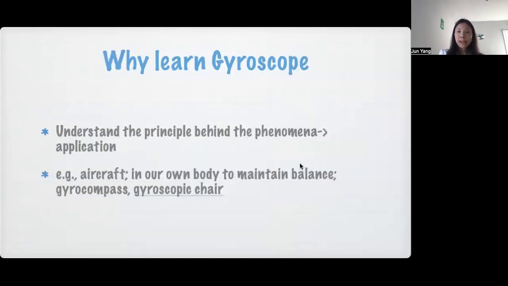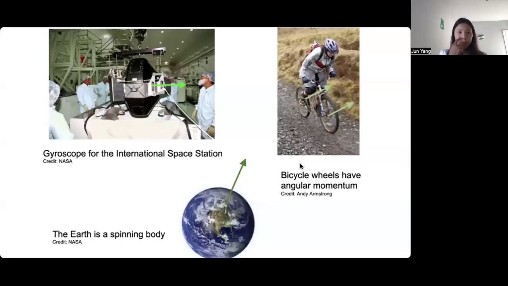Why do we learn about the gyroscope? Because we can understand the principle behind the phenomena, so we can use them in our applications, for example, in aircraft, even your own body to maintain balance, as well as the gyro compass and the gyroscopic chair. This picture shows the gyroscope used in the International Space Station.